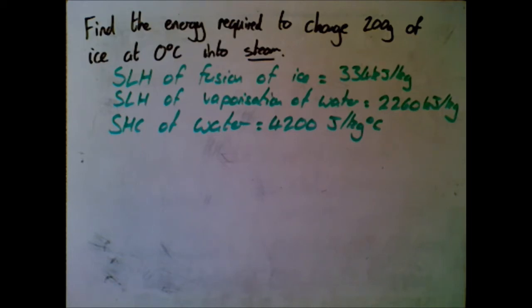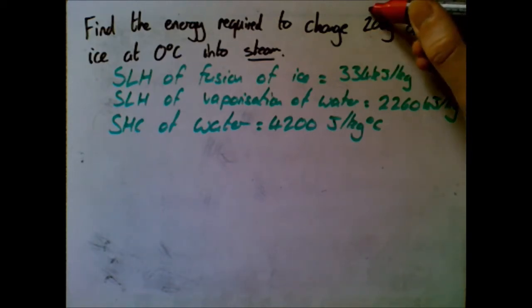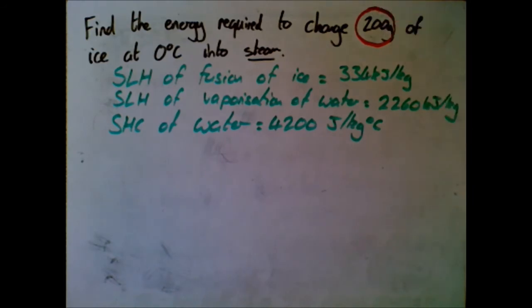Actually, though, that's a bit of a beast of a question, because if we think about it, there are various different parts to this. First thing, just before we do anything else, to make sure we've noticed, is this 200 grams, as we know, needs to be in kilograms. So let's do that straight away. Divide by 1,000, 0.2 kilograms.